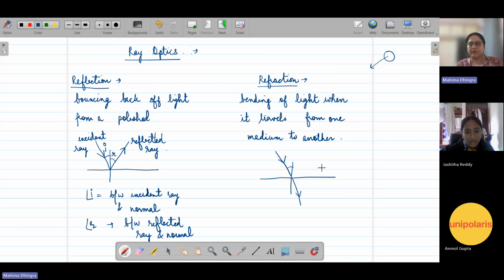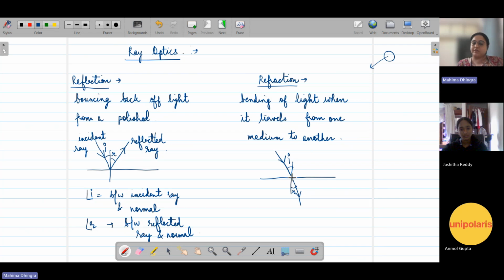And we have another formula for refractive index, which is the speed of light in air or in vacuum to the speed of light in the medium. Now here, this is the incident ray. It is making angle i with the normal. This one is the refracted ray, which is making angle r with the normal.